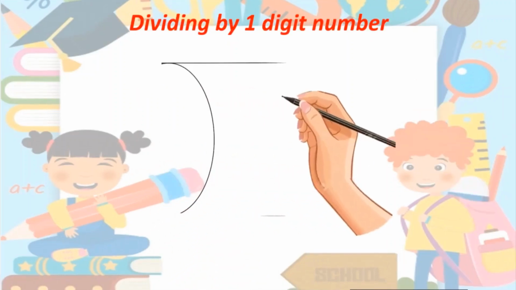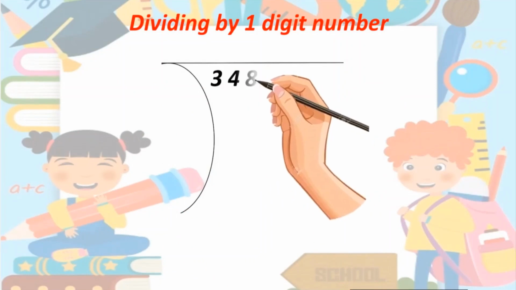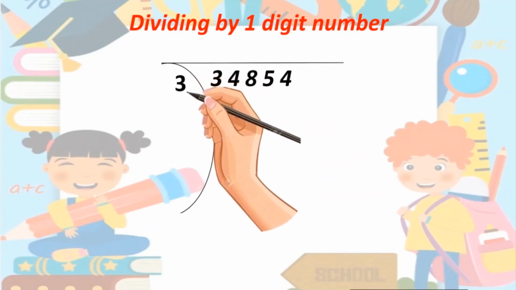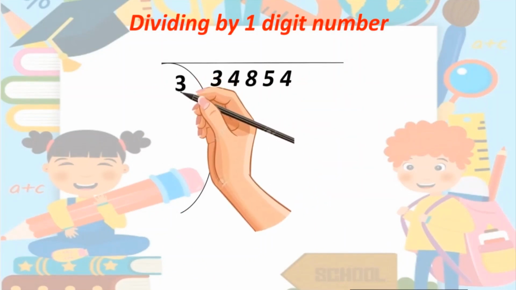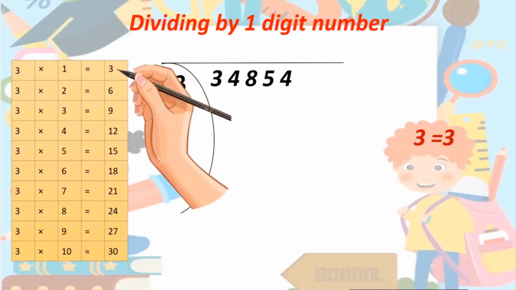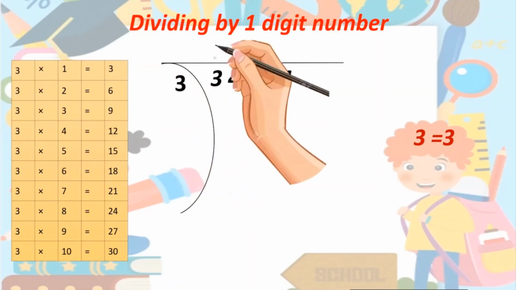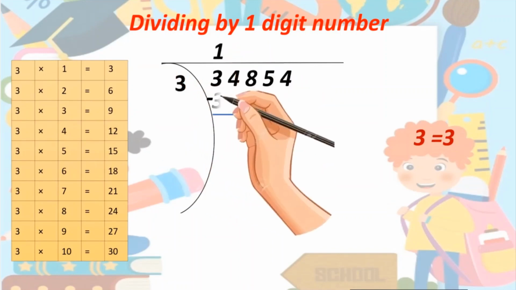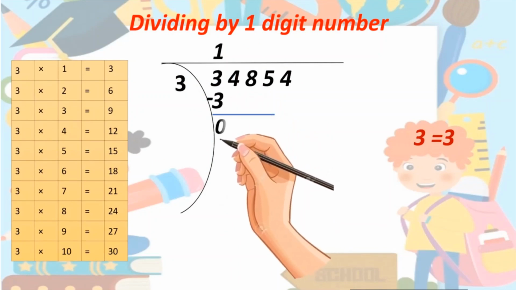34,854 divided by 3. We see the first digit, and here the first digit is equal to the divisor. So we can go along with the first digit itself. 3, look into the table of 3. 3 ones are 3. So we write 3 ones are 3. When we subtract, we get 0.